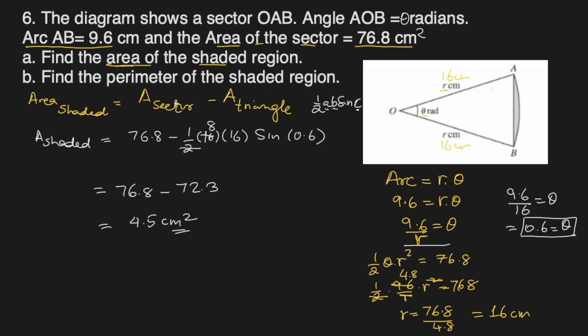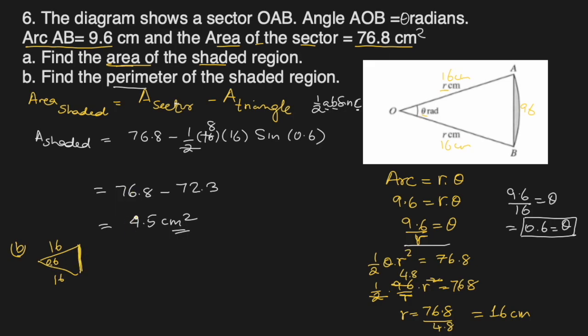Now we need to find the perimeter in part B. For the perimeter, we already know the arc AB is 9.6, so let me write 9.6 here. Now I need to find just this line AB of the triangle, and I can find the perimeter. So in part B, let me redraw that triangle here: 16, 16, angle is 0.6, and I have to find this side.